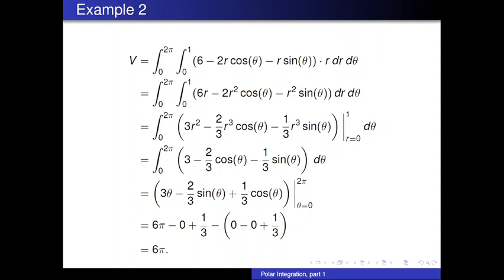All right, so that was fun. Next on the agenda will be to integrate over some polar non-boxes. So join us in part 2 of the video, and we will look at some polar non-boxes and do some fun integrals over them. Alrighty.